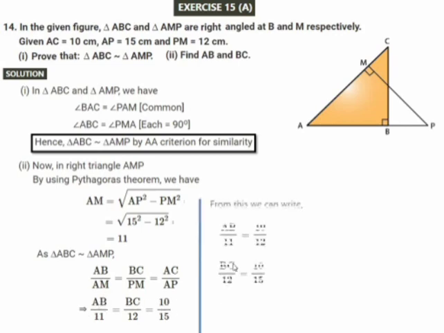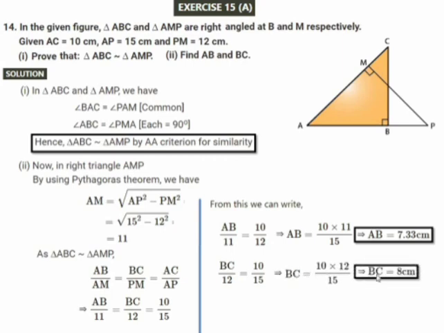From here we'll make use of the first one and the last one. AB by 11 will be 10 by 12, and let's use the later two, that is BC by 12 will be equal to 10 by 15. Bring 11 here, you get this much. The value of AB, when you simplify and turn into decimal, turns out to be 7.33 centimeter. Similarly do the same here, the value of BC turns out to be 8 centimeter. With this we close for the day. Thank you very much.